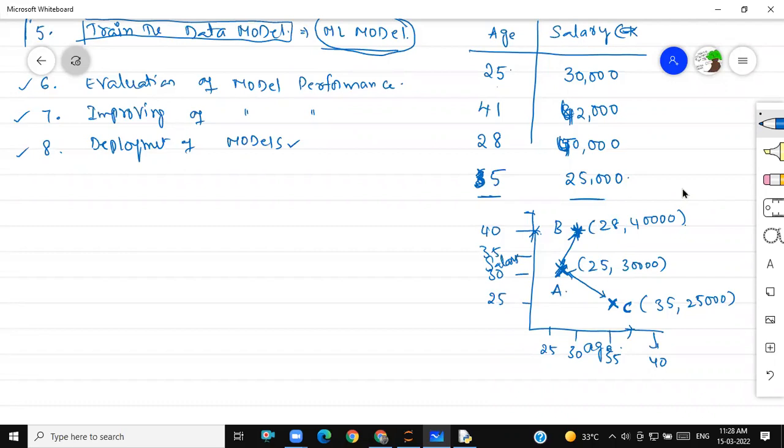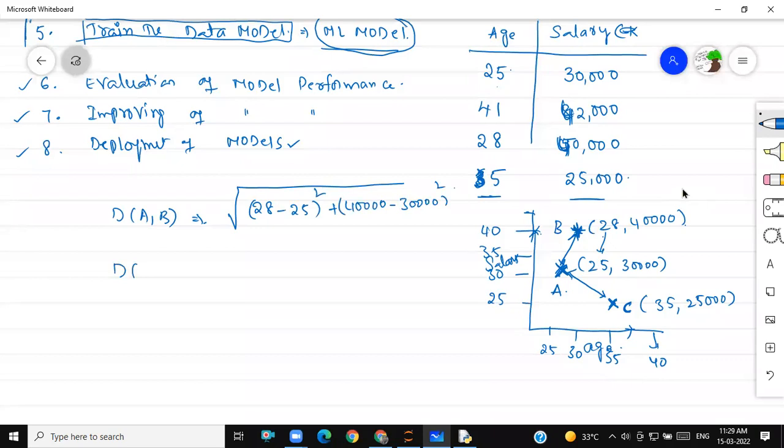We know that if you want to find the distance between A and B, hope you remember from mathematics, you know how to find the distance between two data points. The distance between A and B is the square root of the difference of x coordinates squared plus the difference of y coordinates squared. It is (28 minus 25) squared plus (40,000 minus 30,000) squared.